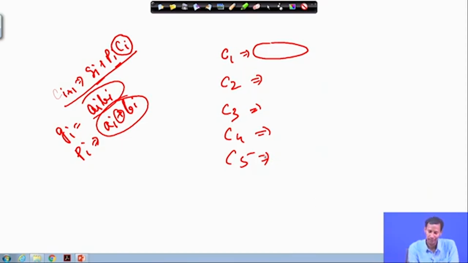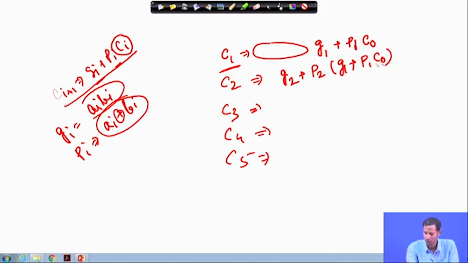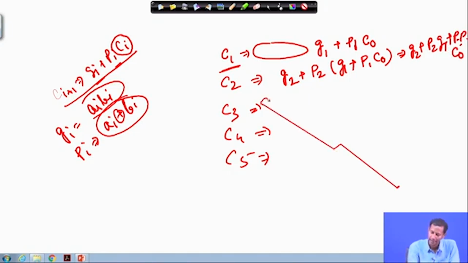Suppose for C1, what will be the case? C1 will be G1 plus P1 into C0. Okay, then what will be C2? C2 will be G2 plus P2 into G1 plus P1 C0. So that means this is G2 plus P2 G1 plus P2 P1 C0.